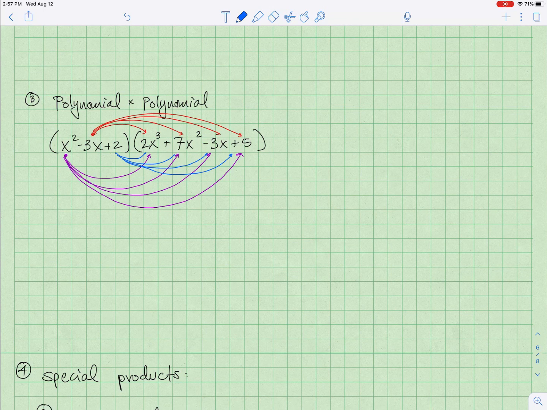And that can get really confusing, especially when you're keeping track of how many terms you're supposed to get. Well, there's 3 terms in the first polynomial, 4 terms in the second polynomial. That's a grand total of 12 different calculations you have to make. And that's not the way that I suggest you do it. What I suggest you use is what's called the grid method.